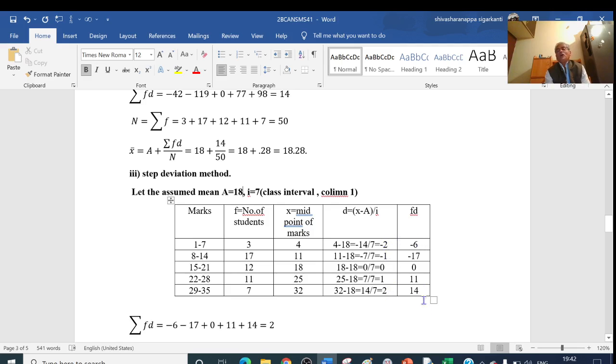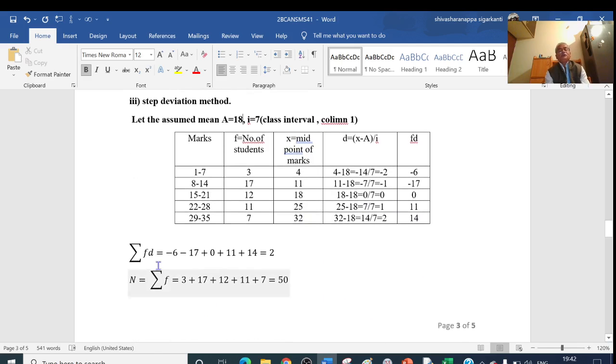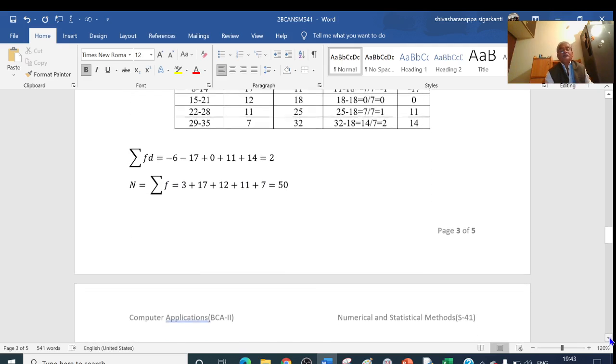And then in the next column we find out F into D. F is equal to 3 into D here. 3 into minus 2 is minus 6. 17 into minus 1 is minus 17. 12 into 0 is 0. 11 into 1 is 11. 7 into 2 is 14. So these are the values of FD. Then we find the sum of FD: minus 6 minus 17 plus 0 plus 11 plus 14. This is equal to 2. And N is equal to 50, that is the sum of the frequencies.